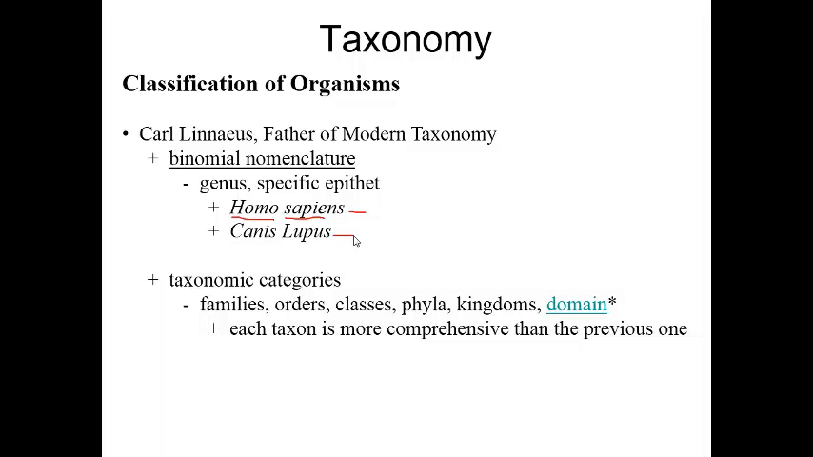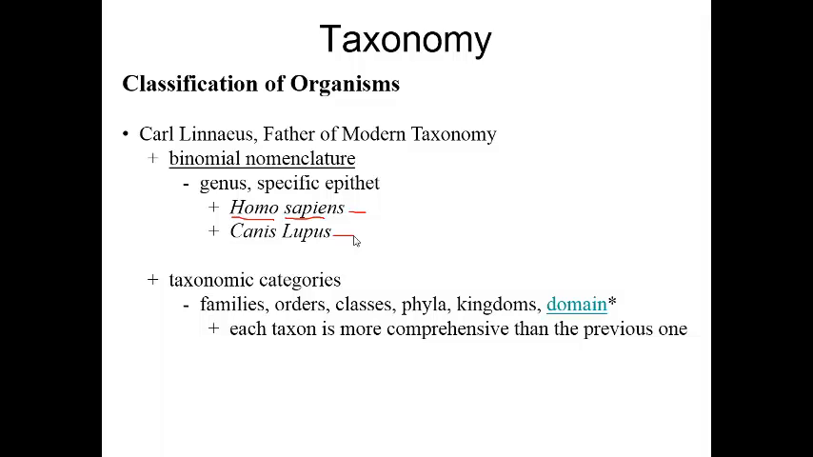Taxonomy places organisms into categories. Here we see the taxonomic categories going from most specific to most general or most comprehensive. We begin with species, then genus, then family, then order, then class, then phylum, then kingdom, then domain. The domain would be the largest or most comprehensive category. All organisms belong to one of three domains of life.